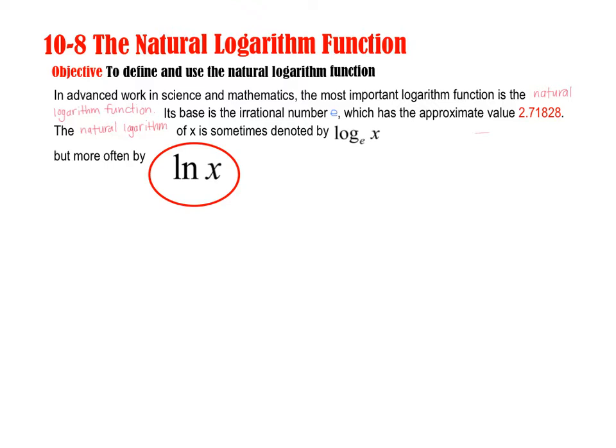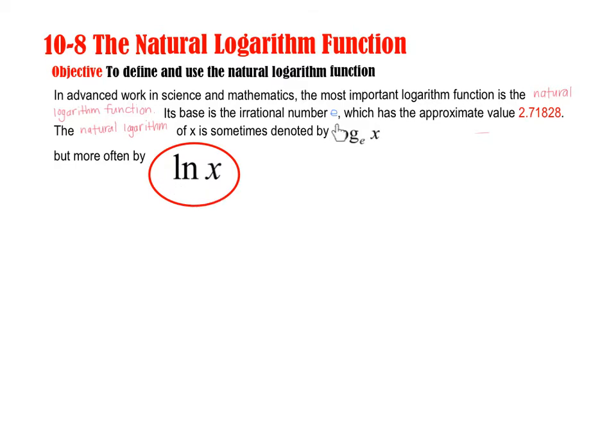In advanced work in science and mathematics, the most important logarithm function is the natural logarithm function. Its base is the irrational number e, which has an approximate value of 2.71828. The natural logarithm of x is sometimes denoted by log base e of x, but more often it's written as ln of x. So this is the natural log. It's equivalent to log base e. These mean the same thing, but it's more often written like this.